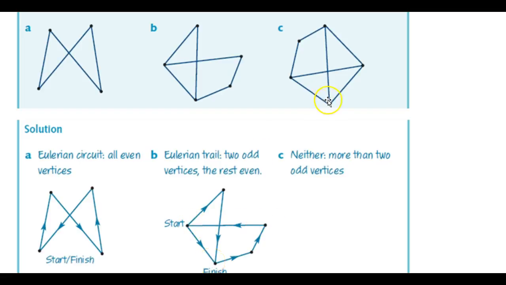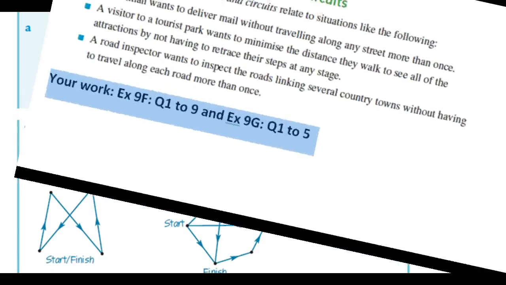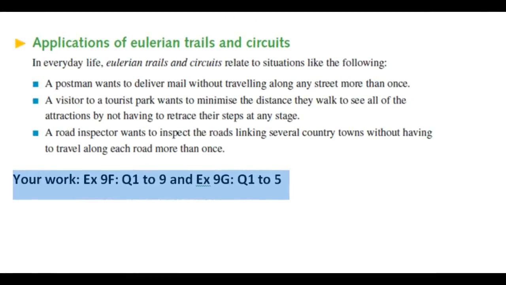There we go. In this last example, we have vertices of degree 3, 3, 3, 3, and 2. So there are 4 odd vertices, so there are no Eulerian trails or circuits, and of course that graph is not traversable. There are lots of situations where these can be applied. A postman wants to deliver mail without travelling along any street more than once. A visitor to a tourist park wants to minimise the distance they walk to see all of the attractions by not having to retrace their steps at any stage.